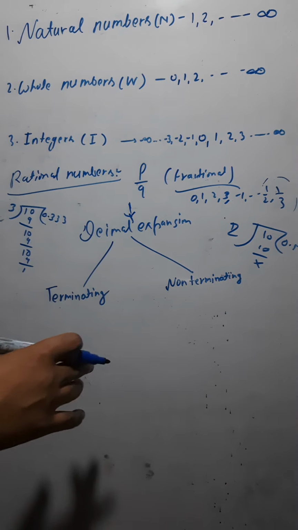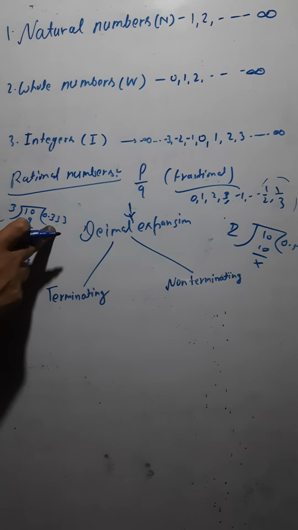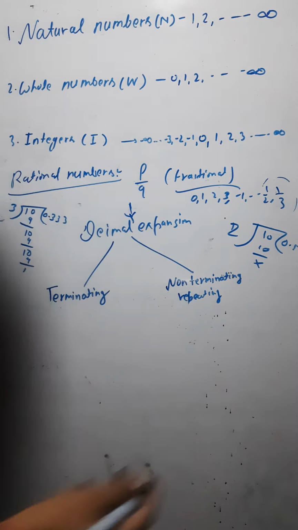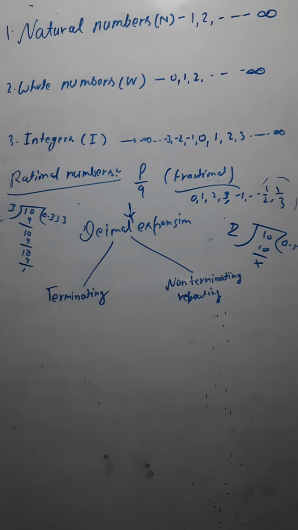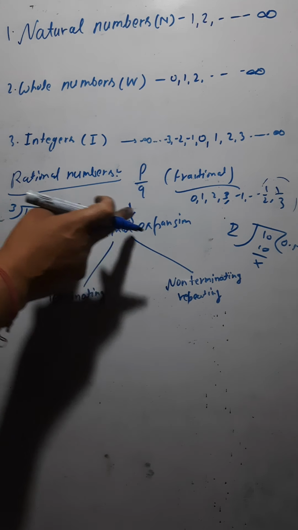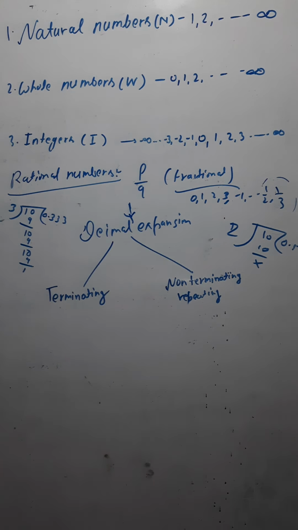Non-terminating. One more thing, it is not only non-terminating, it is repeating also. So non-terminating, repeating. So this is the decimal expansion of rational numbers. Rational numbers are terminating, also non-terminating repeating, and 0, 1, 2, 3, etc. So these all are the rational numbers.